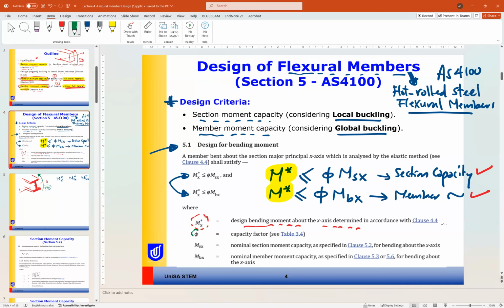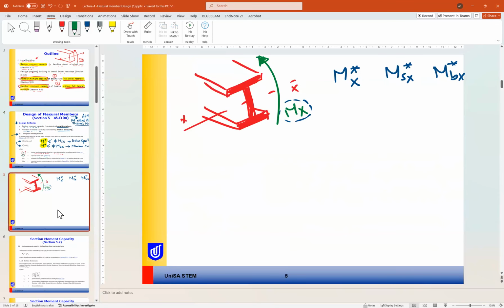And phi is the capacity factor from table 3.4 in section 3, and phi for steel members, all of the steel members, is phi equal to 0.9. So for members, 0.9; for connections, it may differ. Okay.